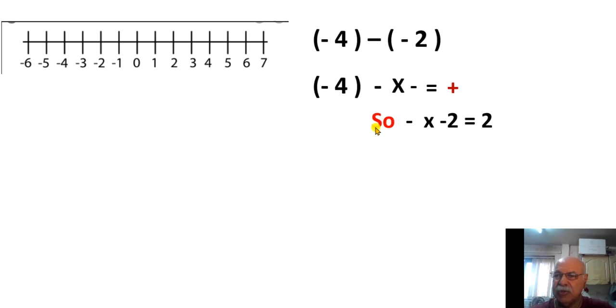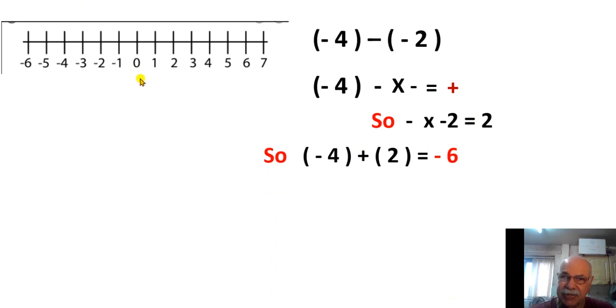So we change the symbol. Minus times minus 2 becomes positive 2. We do not write the plus here, because when we do not see any symbol, it means positive. So it becomes minus 4 plus 2, which is minus 6. You see the number is minus 4, and this is plus 2, 1, 2, it becomes minus 6.